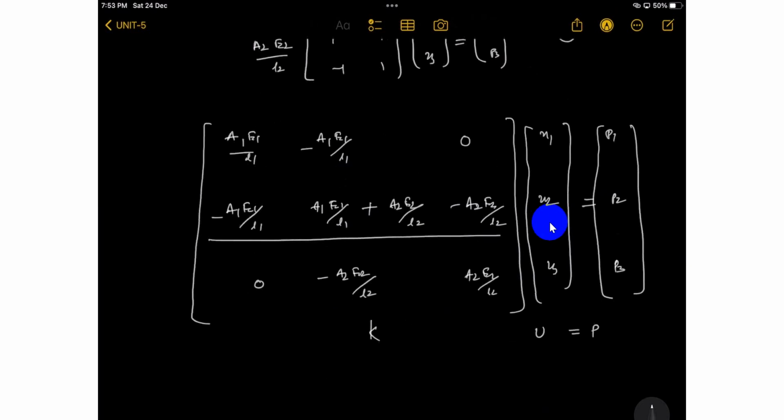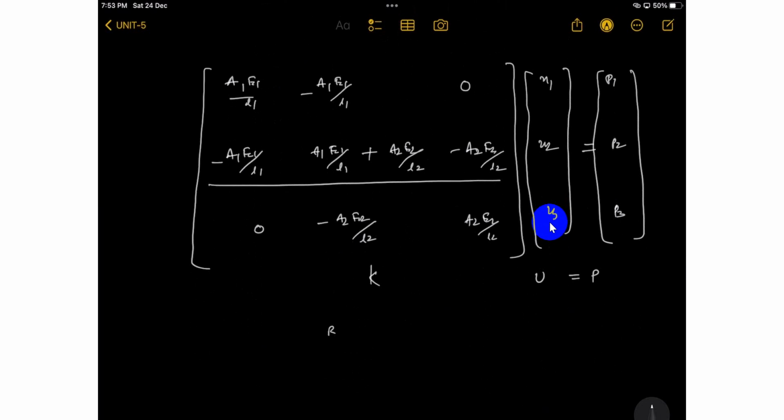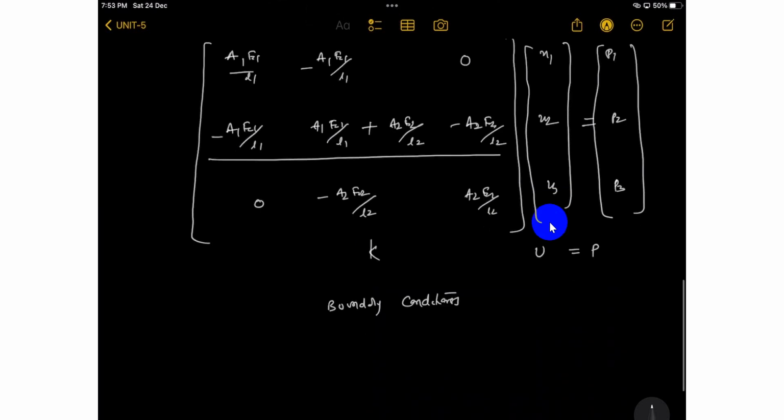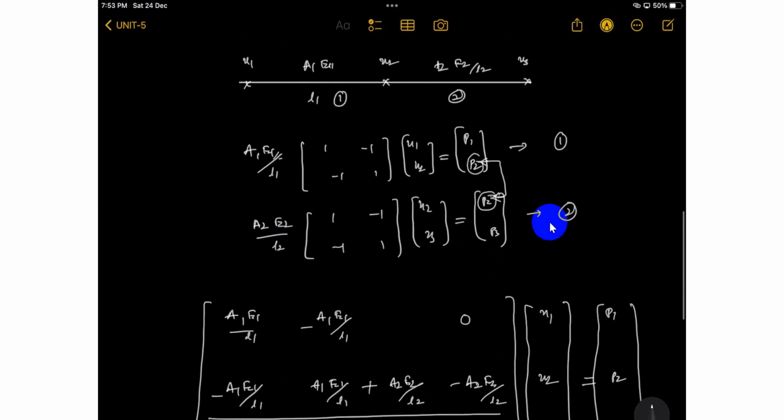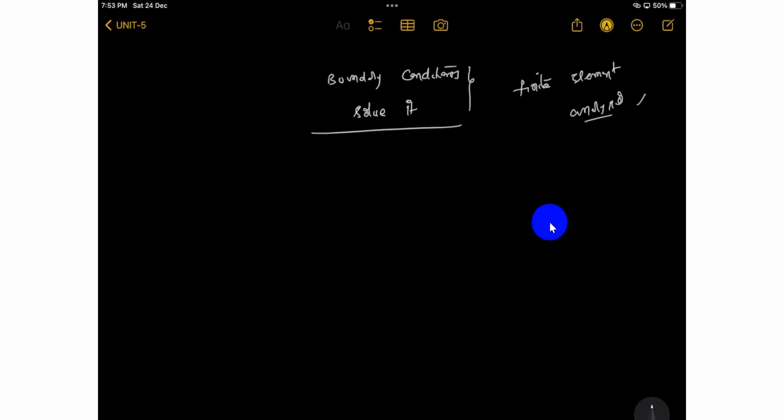Now you can add any number of elements and you can solve it. Apply the boundary conditions, the final thing, and solve it. That's it. This is the same in finite element analysis also, the same procedure. So now we will see some problems so you can understand it in a better way.